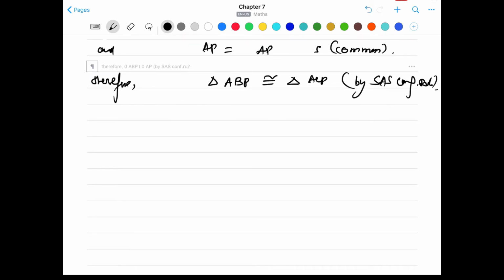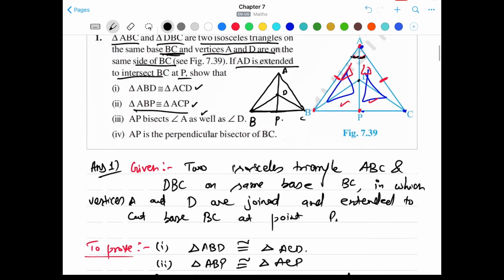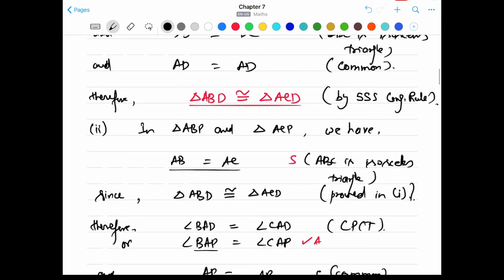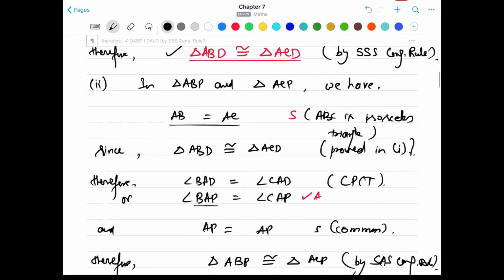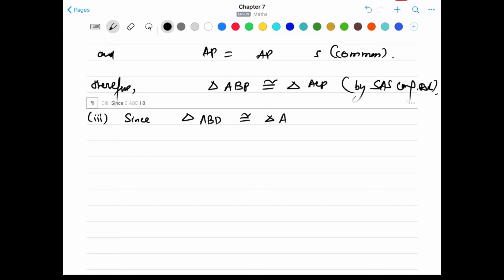Now come to part 3. Here we have to prove that AP bisects angle A as well as angle D. Since we have already proved that these two triangles are congruent and their corresponding angles are equal, we can clearly see from that that AD is bisecting angle D. So, since triangle ABD is congruent to triangle ACD, this is proved in part 1.